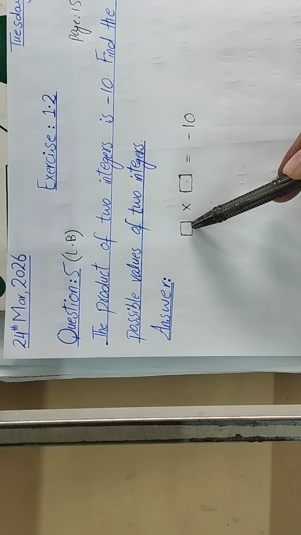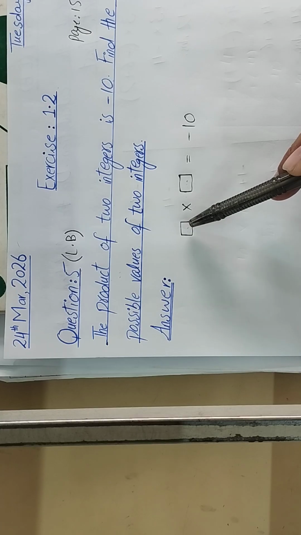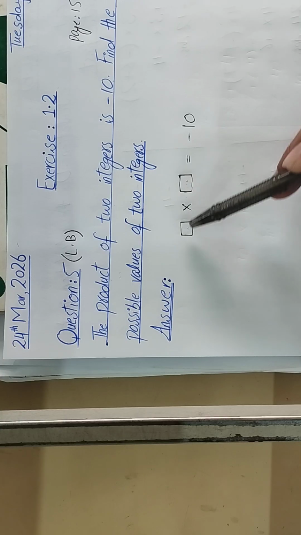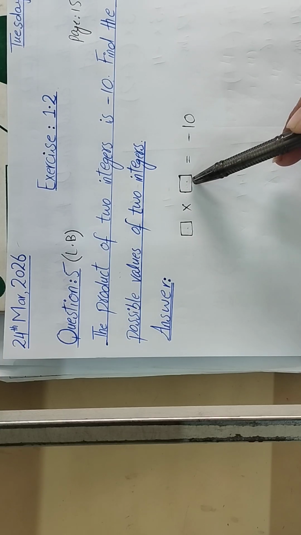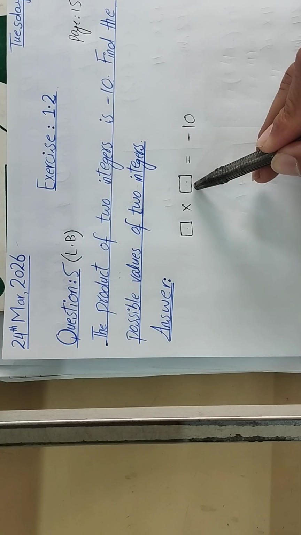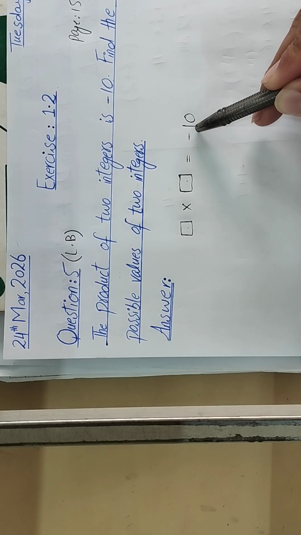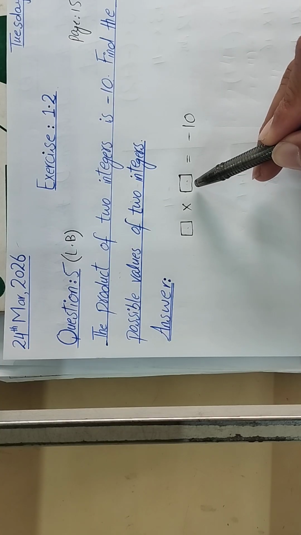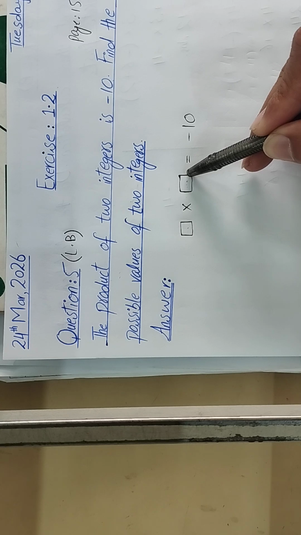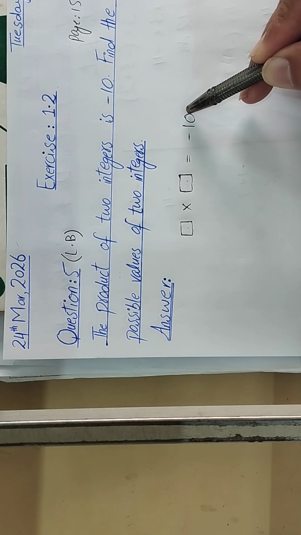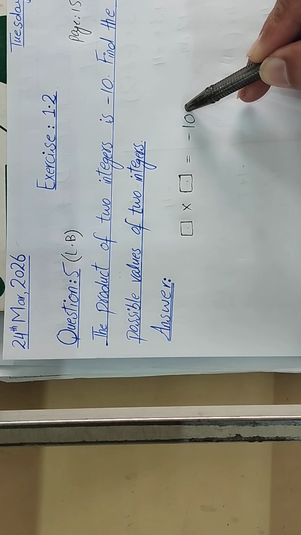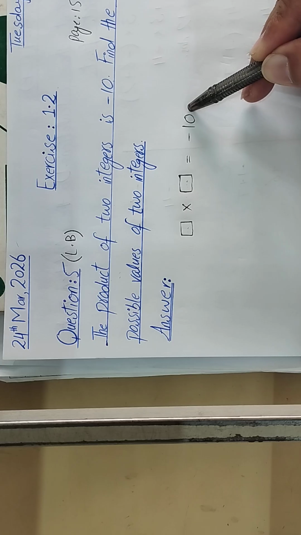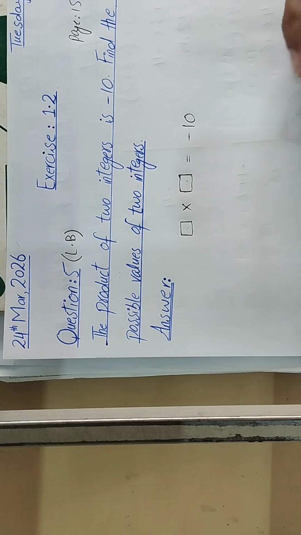Which numbers should we write here in these boxes such that when we multiply them, we get minus 10 in the answer? We need to find these missing numbers. Now, think about the two numbers that give us minus 10 when we multiply them. To find them, you can think about the factors of 10. Factors of 10 means 10 कौन से tables में आता है? We all know that 10 comes in the table of 1, 2 and 5.